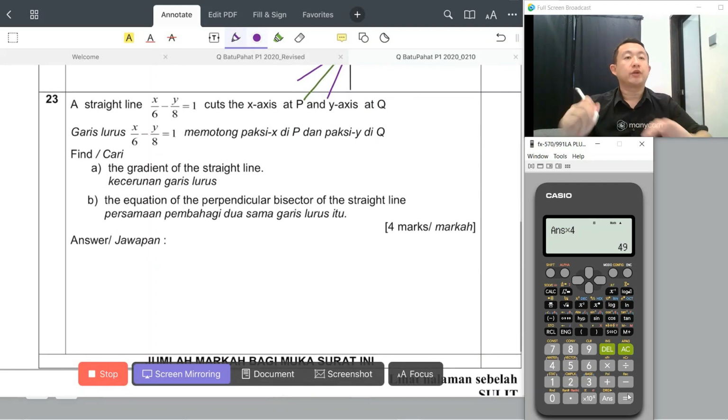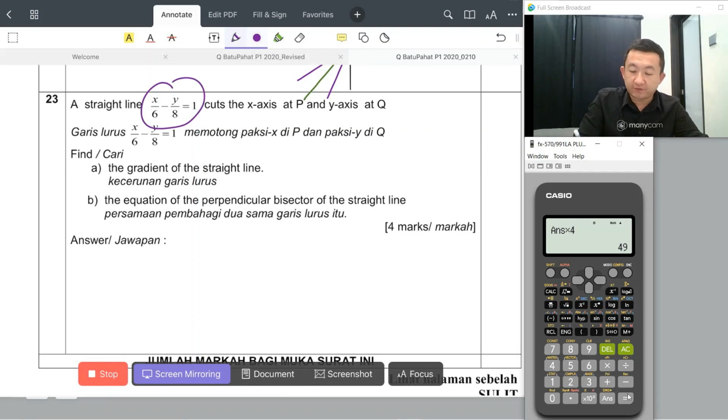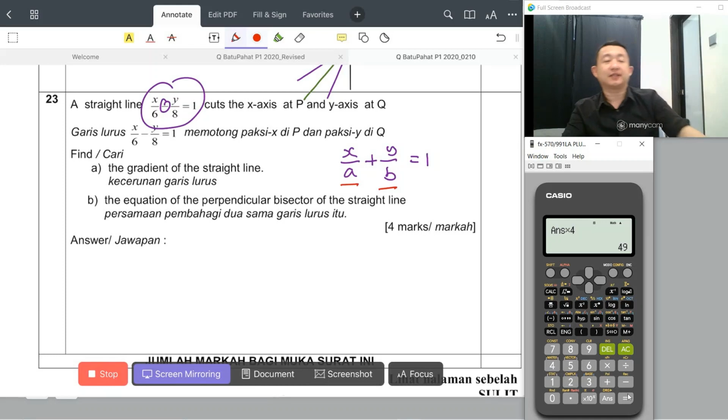We go to 23. A straight line cuts the x-axis at P and Q. Okay, this is very close to intercept form. x over a plus y over b equals 1. Let's say this is the intercept form. The only difference is the minus here. So can we change it to intercept form? Because when we know the intercept form, this is the x-intercept, this is the y-intercept. It will help us to find the gradient, y-intercept and x-intercept. So we change it, okay?